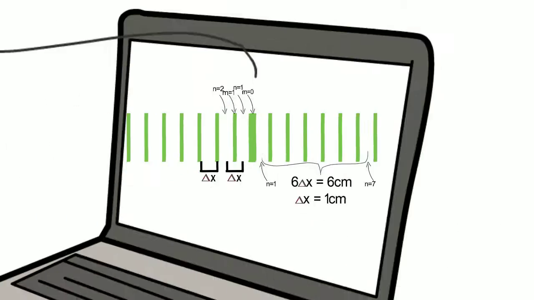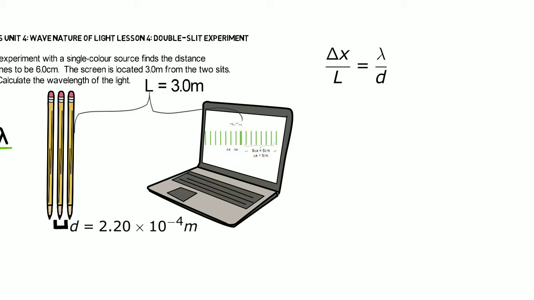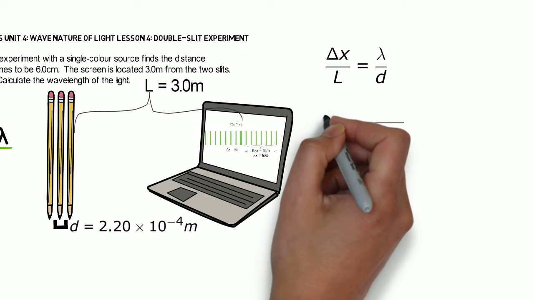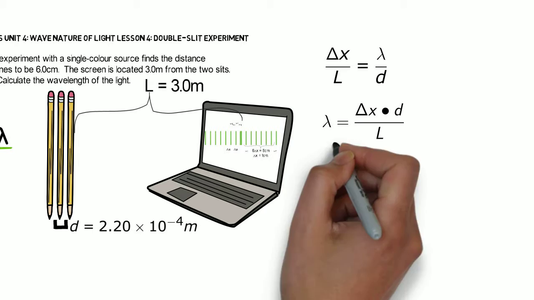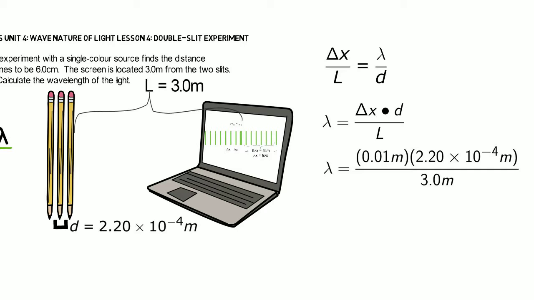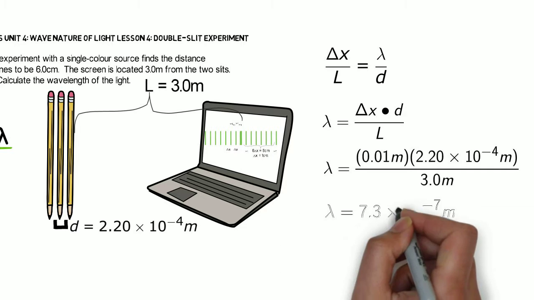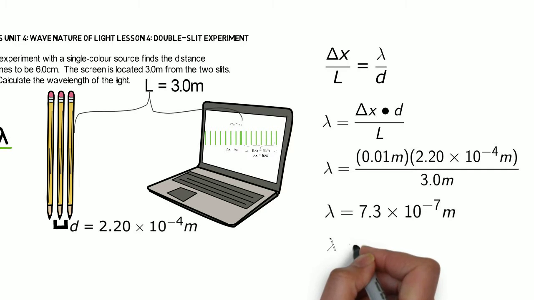Now we can use these values in our equation, delta x over L equals lambda over d, and rearrange for lambda to get 730 nanometers.